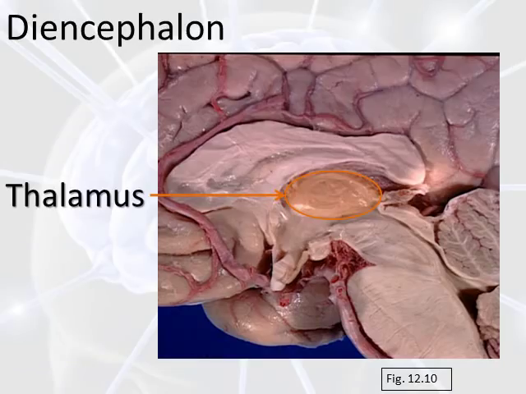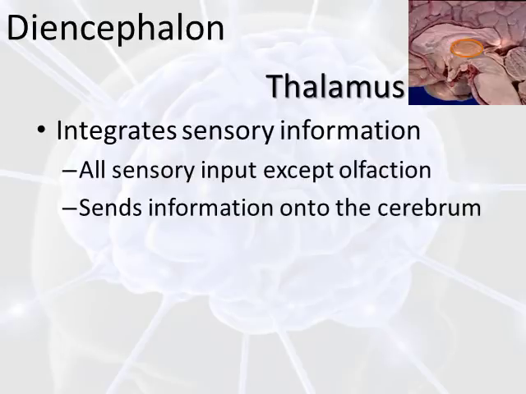Okay, so then moving into the diencephalon, we have the thalamus and the hypothalamus here. So the thalamus is here. And the thalamus's very basic main job is to integrate sensory information. So all sensory input, including everything except smell or olfaction. So we have taste, vision, all of our feeling and temperature receptors, pressure receptors, all of those things come through the thalamus. They get kind of integrated, and then the signal gets sent up to the higher brain centers in the cerebrum after passing through the thalamus.